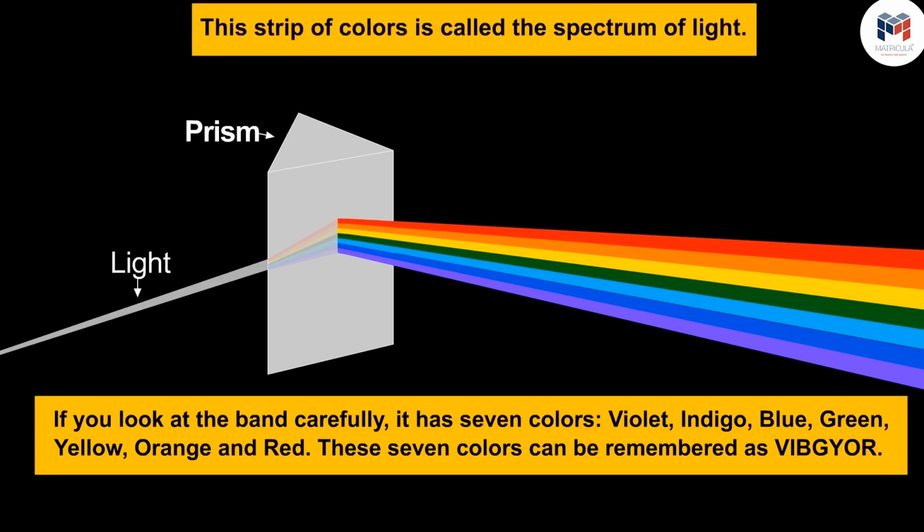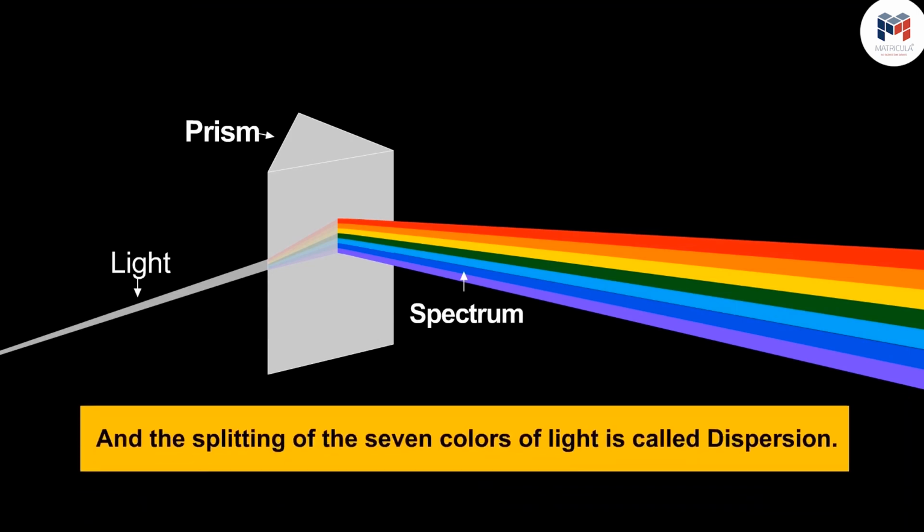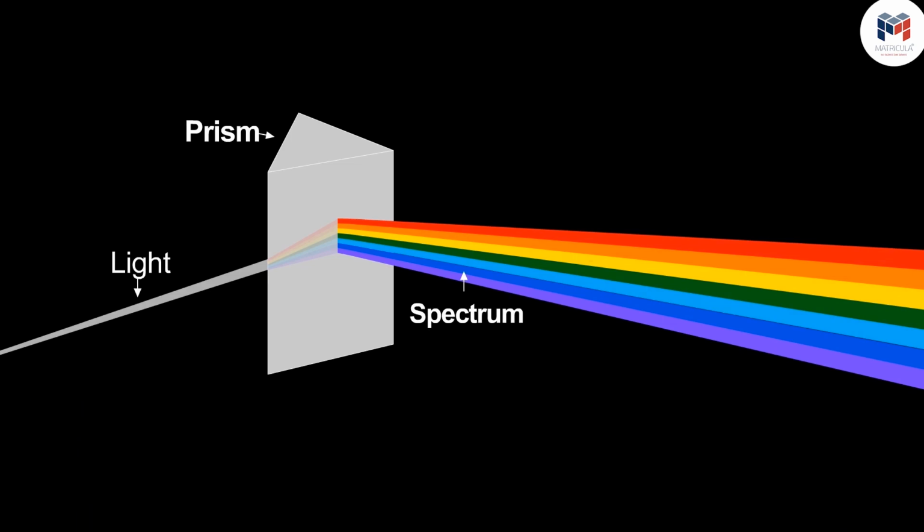This strip of colors is called the spectrum of light, and the splitting of the 7 colors of light is called dispersion. The prism refracts light and changes its direction. If you look carefully, then you'll find that each color makes a different angle with the prism and travels on its own path.